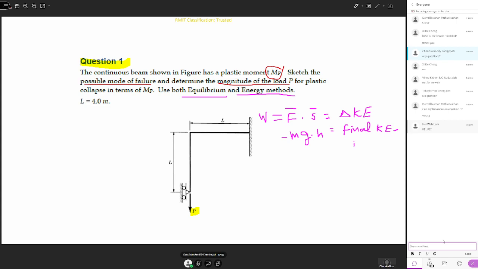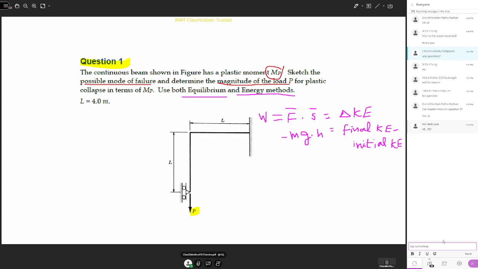So final minus initial. So simply, work done is the product of force and displacement. All right, so we need to find the plastic load by two methods. One is the equilibrium method, the other one is the energy method.